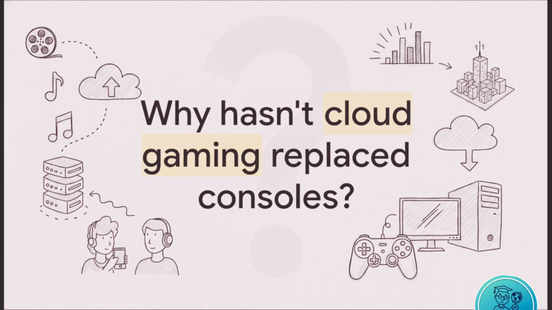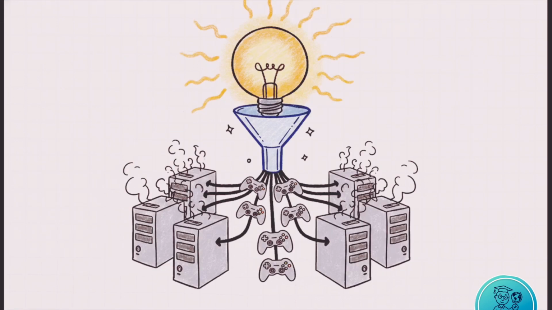If a massive data center can stream a high-def movie to millions of viewers at once, what's stopping them from doing the exact same thing with a massive interactive 3D world? Well, it all boils down to one massive computing bottleneck.